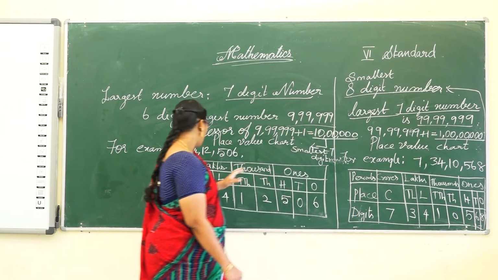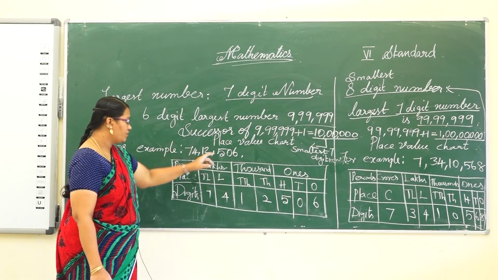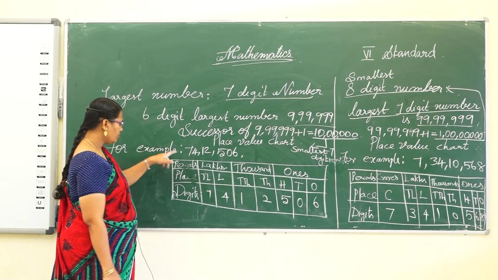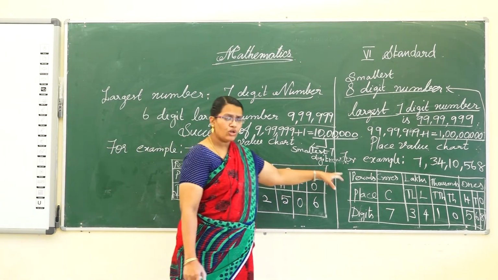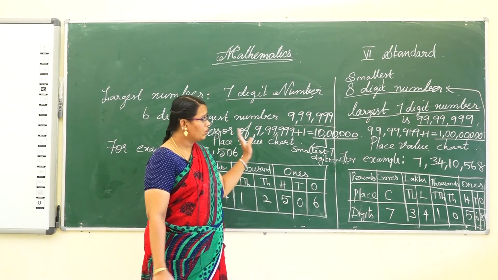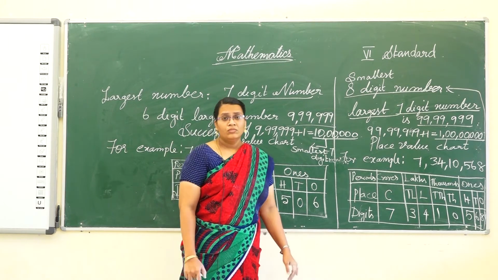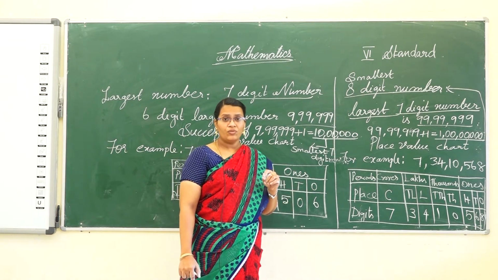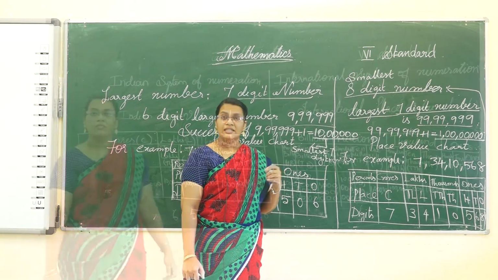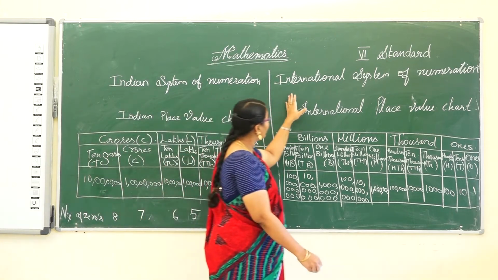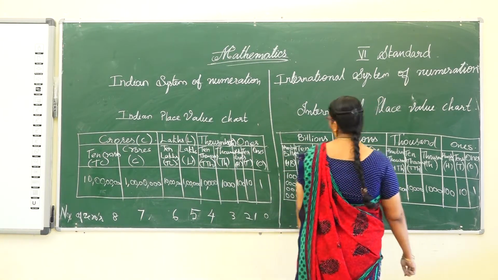Okay. I hope you all understand the concept of the place value chart, the place value chart for lakhs and the place value chart for crores. Now we will see another concept: the Indian system of numeration and the international system of numeration.